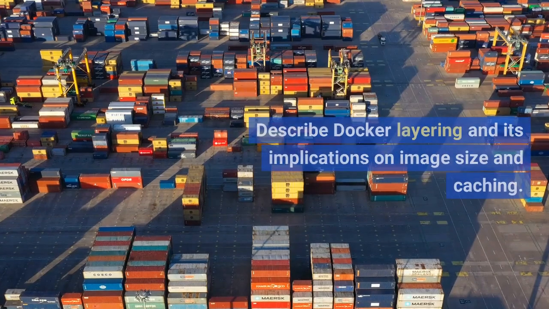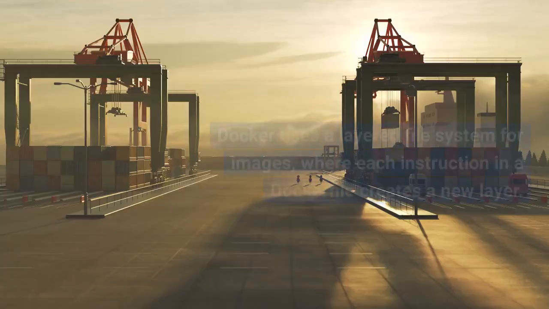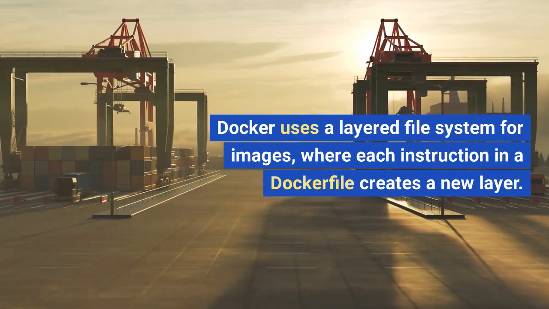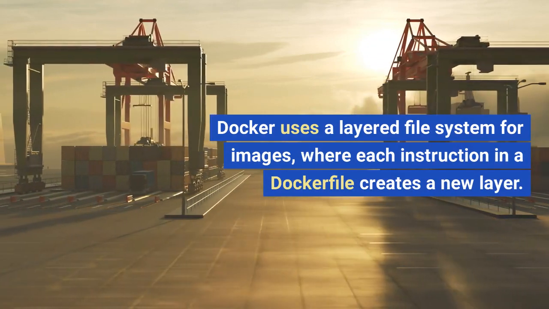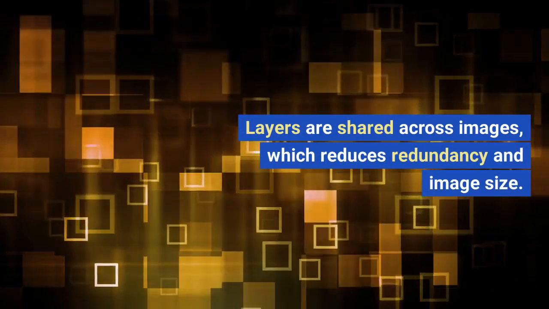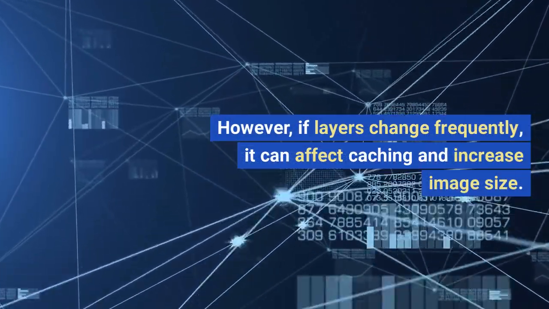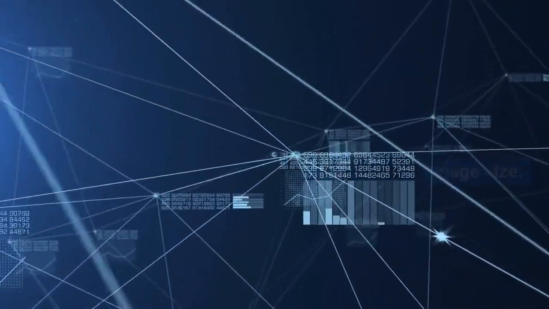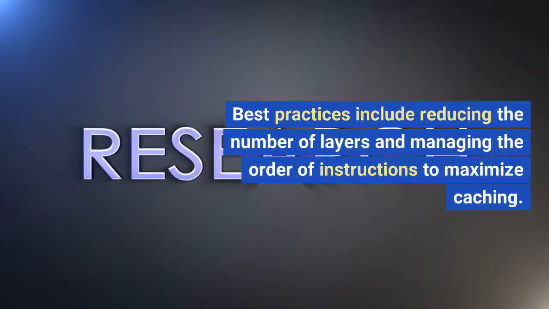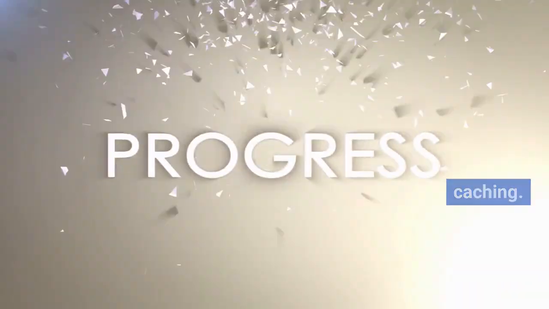3. Describe Docker layering and its implications on image size and caching. Docker uses a layered file system for images, where each instruction in a Dockerfile creates a new layer. Layers are shared across images, which reduces redundancy and image size. However, if layers change frequently, it can affect caching and increase image size. Best practices include reducing the number of layers and managing the order of instructions to maximize caching.